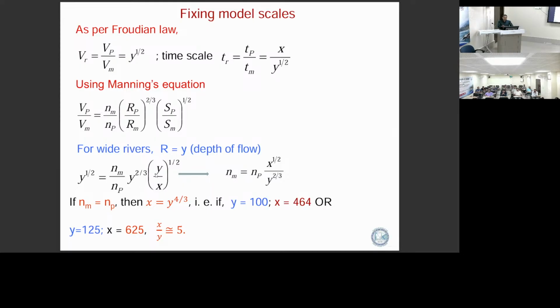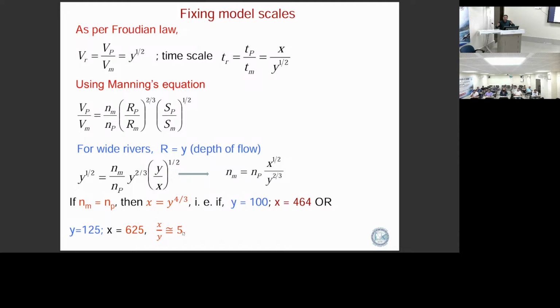Then Manning's equations. Here you can see if 100 is the y, then x will be, as per this equation, you will get this. So the distortion will be nearly 5. This is the thumb rule. When you want to construct a model, if you have decided the horizontal scale, your vertical scale can be based upon this one.